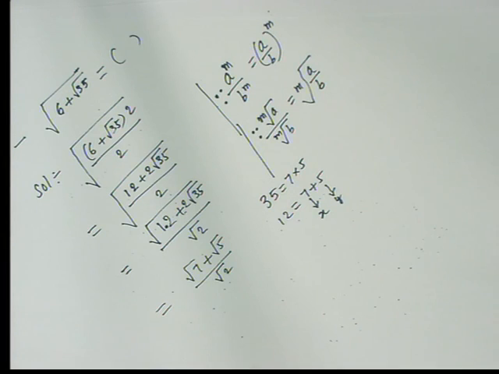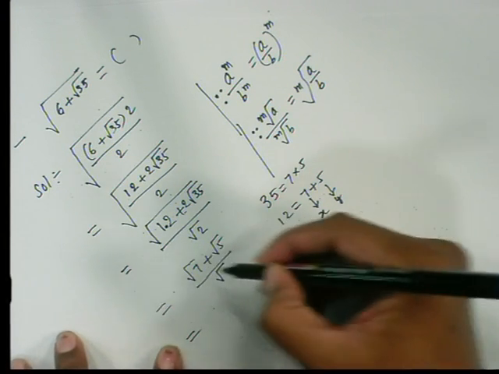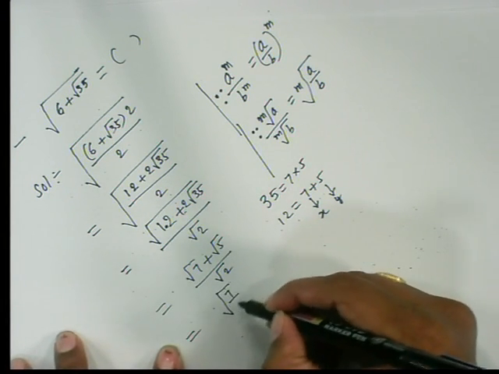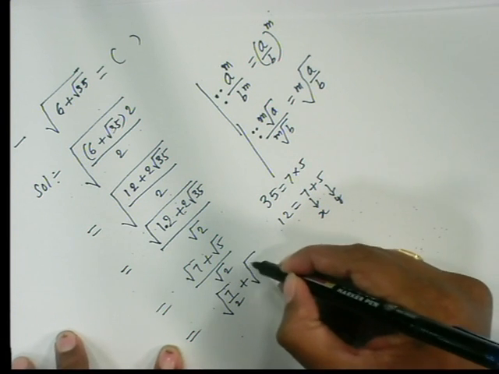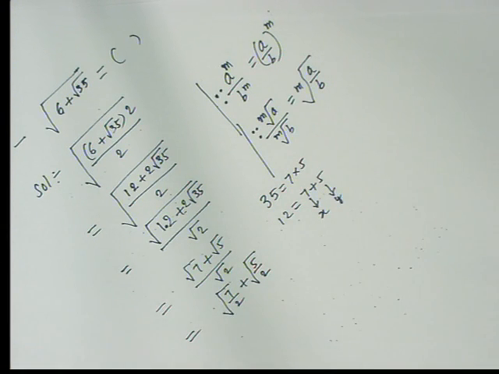Still further we can do this problem. Root 7 by root 2, that is root of 7 by 2, plus root of 5 by 2. Okay, understood now.